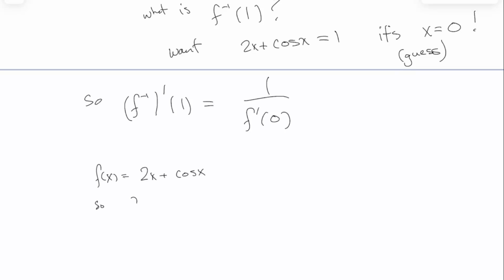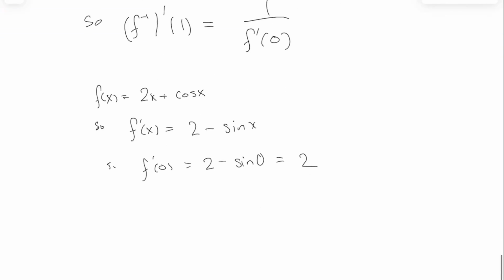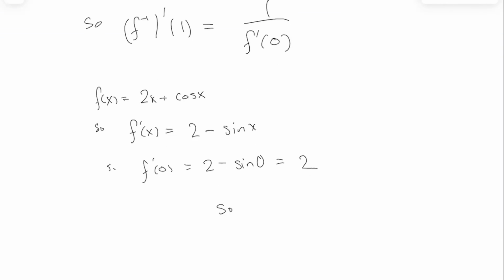So f prime of that, someone want to shout it out? What's the f prime of that? 2 minus sine of x. Great. So f prime of 0 is 2 minus sine of 0. Sine of 0 is 0, so it's just 2. All right? And so for my final answer, you can plug in 2 to that fraction you see up top right now. So f inverse prime of 1 is 1/2.